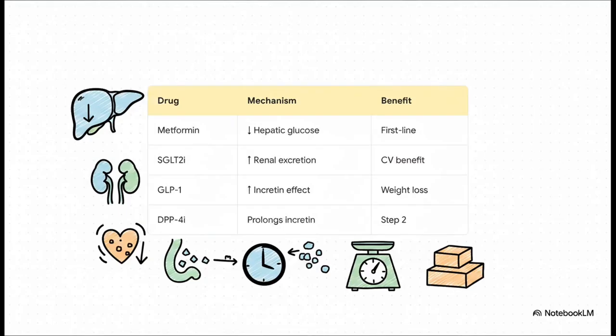What's really fascinating here is how these drug mechanisms map perfectly back to that ominous octet we talked about earlier. Metformin primarily works by decreasing hepatic glucose production. It's your first-line baseline controller. SGLT2 inhibitors work in the kidneys to increase renal glucose excretion. You're literally having the patient pee out the excess sugar. And as a bonus, they offer incredible cardiovascular benefits. GLP-1 agonists mimic gut hormones to boost the incretin effect, resulting in some pretty significant weight loss. And DPP-4 inhibitors simply prolong the action of the body's natural incretins. Every single drug has a very specific target.